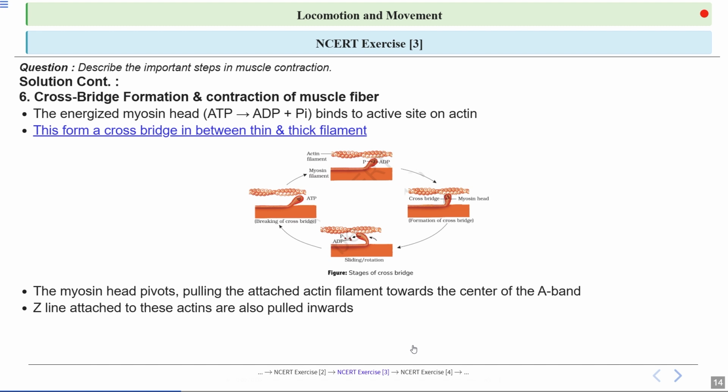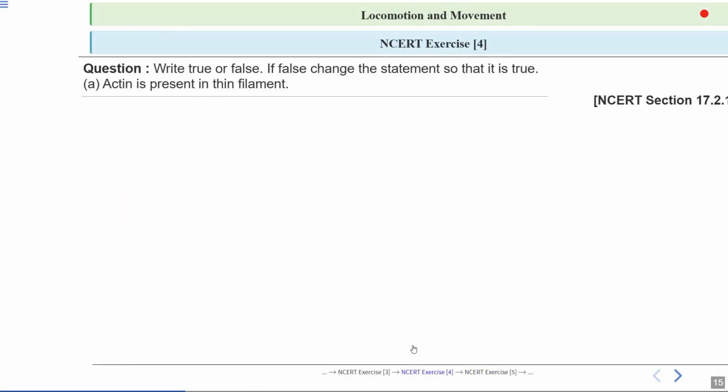As actin filaments are pulled inward, the Z lines which are attached to these actins also move closer together. So you can think of Z lines like the ends of a rubber band where you pull the middle, the ends come closer, shortening the whole band. Now, this entire process results in shortening of the sarcomere, which is the basic unit of muscle fiber, leading to muscle contraction. So, just like pulling both ends of a rope brings them closer, the muscle fiber contracts and creates movement. Now, this is a key takeaway that muscle contraction happens because of these coordinated steps at the microscopic level.